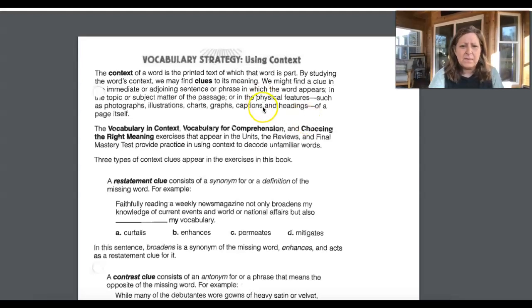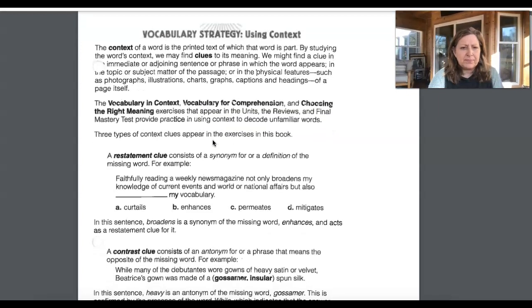Anyway, they give you some ideas for finding clues to its meaning. They talk about adjoining sentences or even charts and graphs and photographs. Anyway, so vocabulary, there's lots of different types of context clues that you will find to help you with vocabulary in all of your classes. Oftentimes in textbooks, they use something called a restatement clue. And a restatement clue consists basically of a synonym or a short definition right after the word.